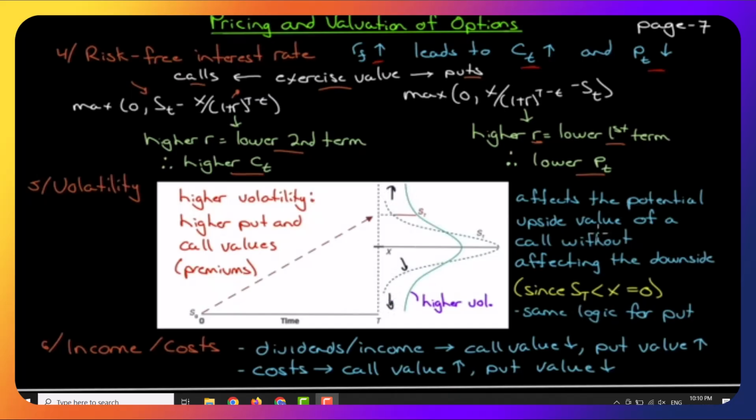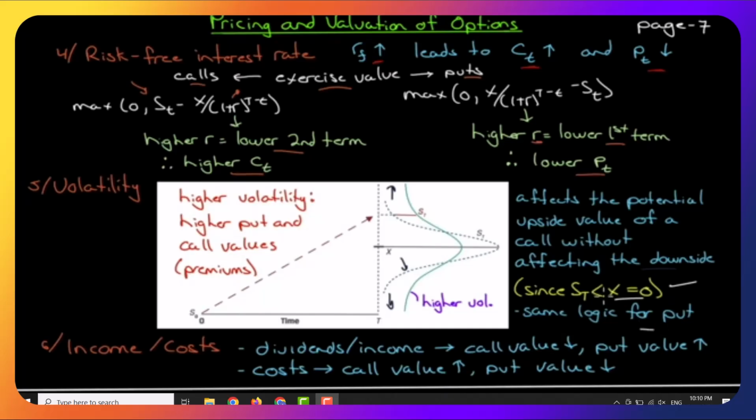It affects the potential upside value of a call. We'll get to puts in a second. If we're just thinking about calls, it affects the potential upside value of a call without affecting the downside. It doesn't affect the downside because the downside is bounded by 0. Either it's going to have some value or it'll have 0. Because it's asymmetric, right? So we get extra potential on the upside without being punished more on the downside. So that clearly has more value. If we can get more upside potential but no difference in our downside, that obviously has value.